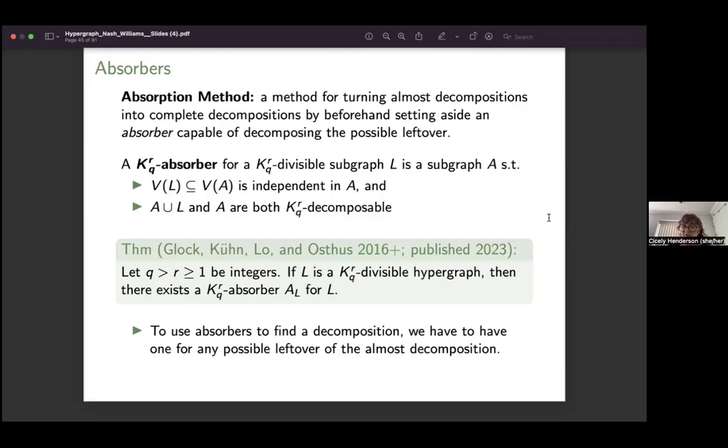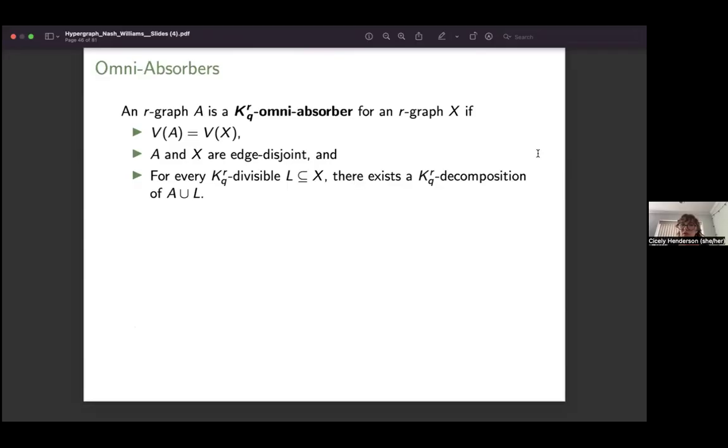Now, to use absorbers to find a decomposition, though, we have to have one for any possible leftover of the almost decomposition, right? We sort of have to know what the possible leftovers are and ahead of time reserve an absorber for each of them, which is a lot. That means reserving a lot of individual absorbers, which has proven to be a barrier for some methods or for some proofs that use the absorption technique. So this motivates the following stronger definition.